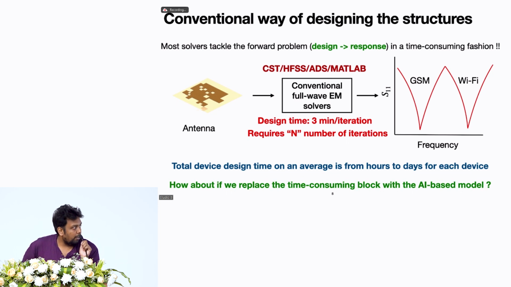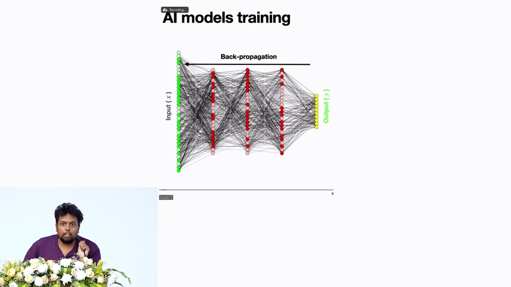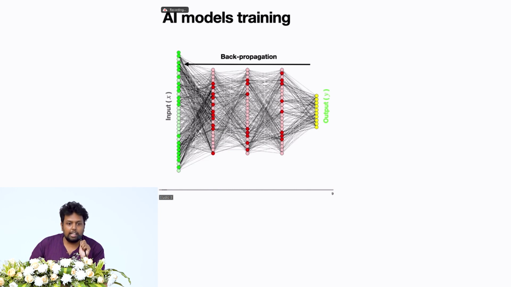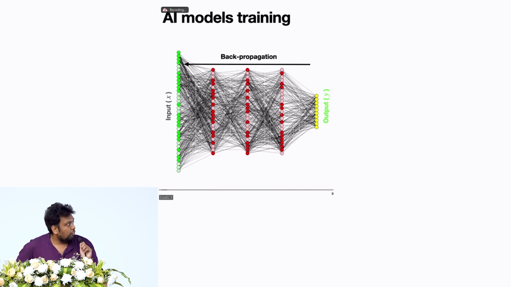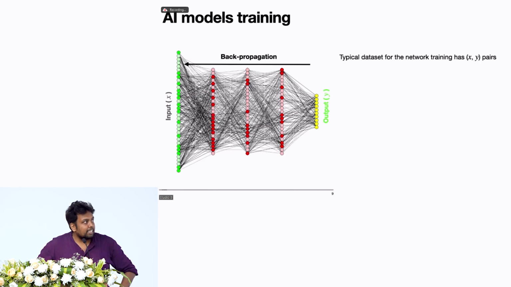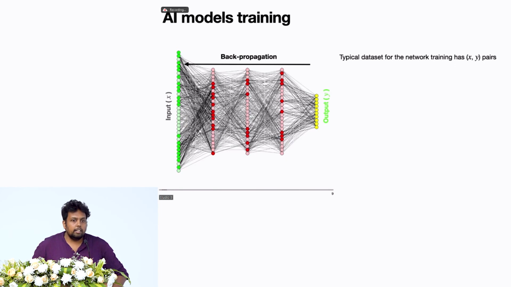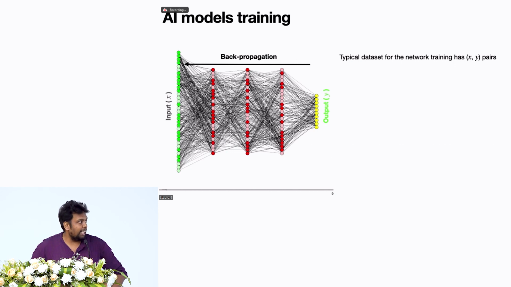So how about if we replace this time consuming block, that is our solvers, with an AI based model? This is how a typical AI model training looks like, for the people who are not very familiar with the AI background. We have input X, we have some output Y. A typical data set consists of X and Y pairs, and we learn the network parameters. That is how we train the model.